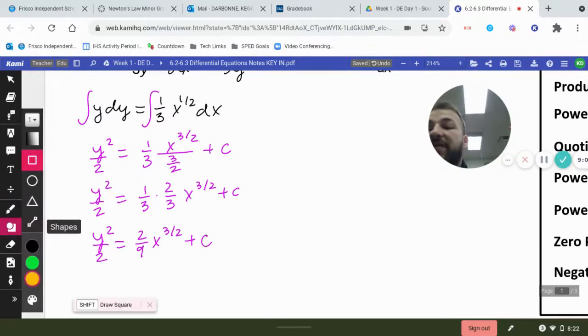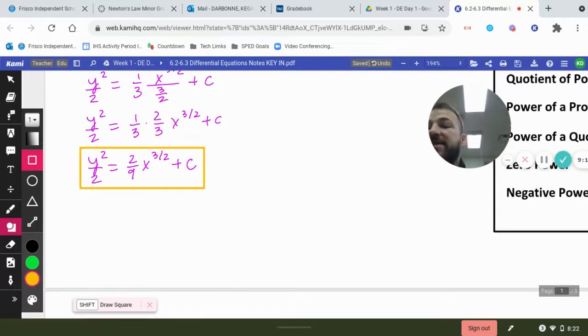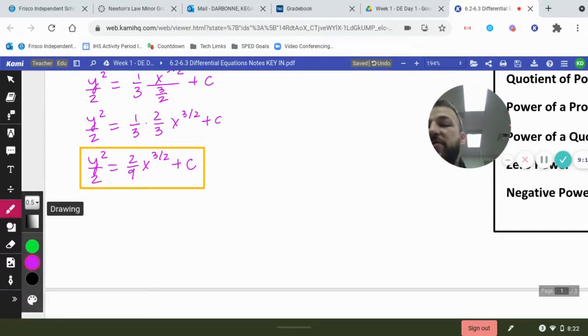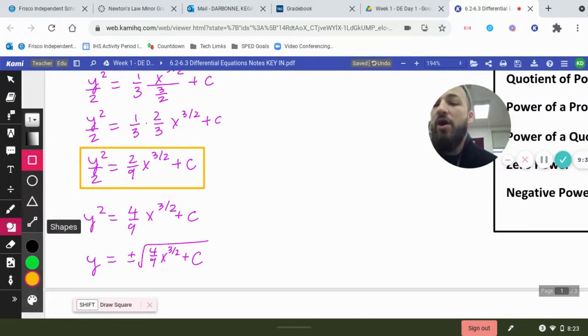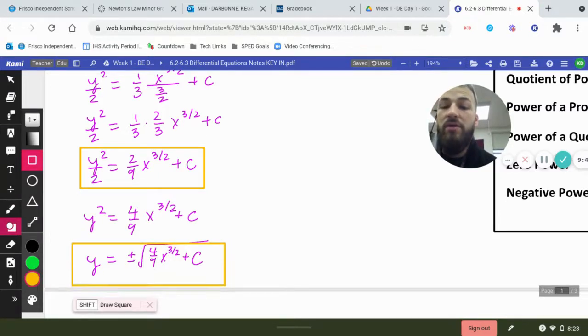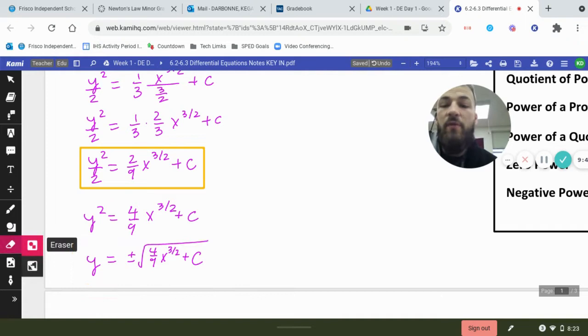So once again, we could leave it like this if we didn't have to solve for y. If we did need to solve for y, we could keep going by moving that 2 in that square root. So this becomes y squared is equal to 4/9 x to the 3/2 plus c. And then y is equal to the positive and negative square root of 4/9 x to the 3/2 plus c. Okay, so that's our all the way solved for y answer.